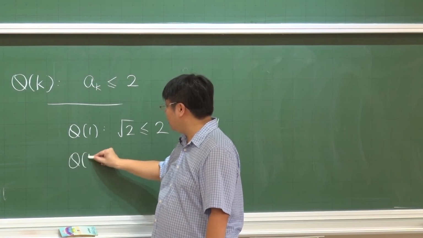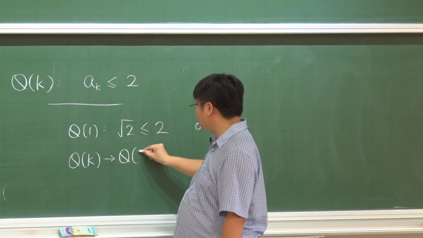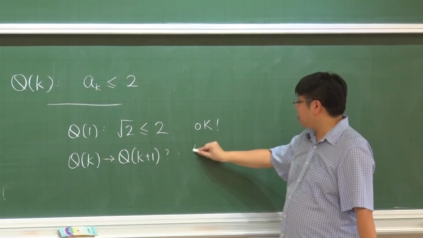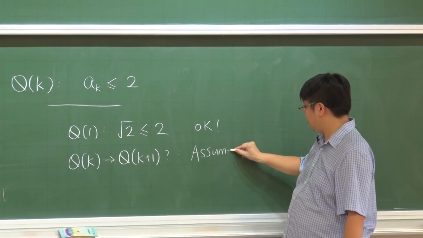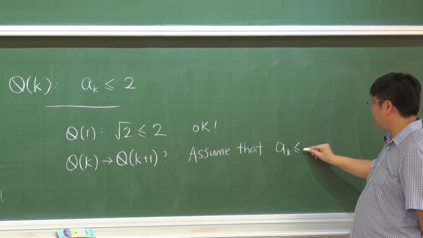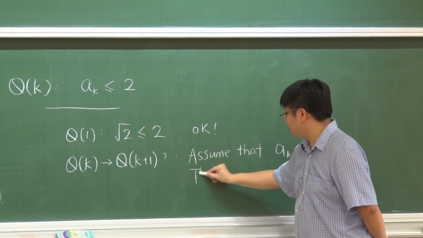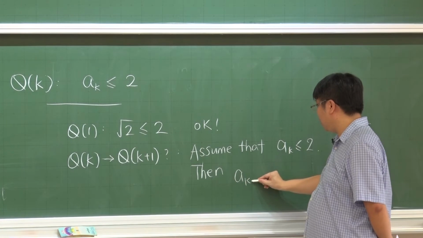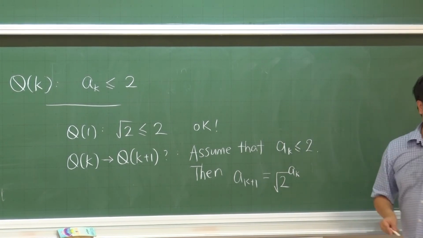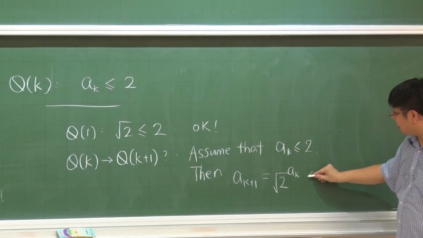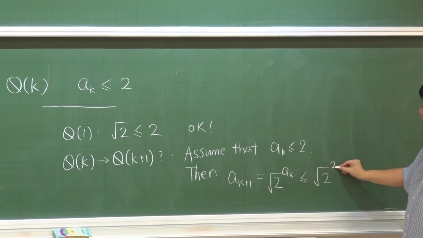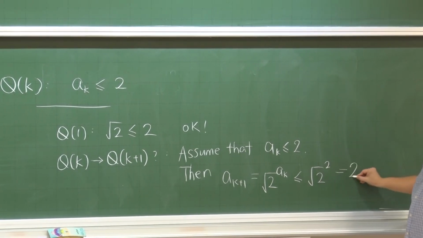So do we have this one? If I know QK, do I know QK plus 1? So this is the inductive case. We assume that QK is true, so we assume that AK is less than or equal to 2. Then AK plus 1 is equal to square root 2 to the power AK, and this is less than or equal to square root 2 to the power 2. And what is square root 2 to the power 2? Square root 2 to the power 2 is equal to 2. Is that okay?